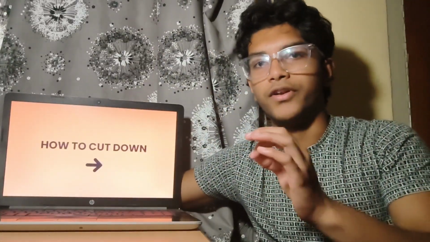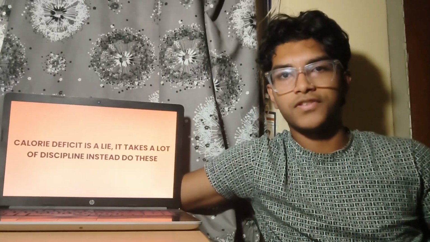Now, how to cut down. Calorie deficit is alive. It takes a lot of discipline. Instead, do these. Now, the thing about calorie deficits is they use something called willpower, and willpower is not unlimited. All of us have a limited amount of willpower, and you know the willpower of Gen Z. Our willpower is fucked up because of scrolling and all of these modern day addictions. Our willpower is like fucked in the head, bro.